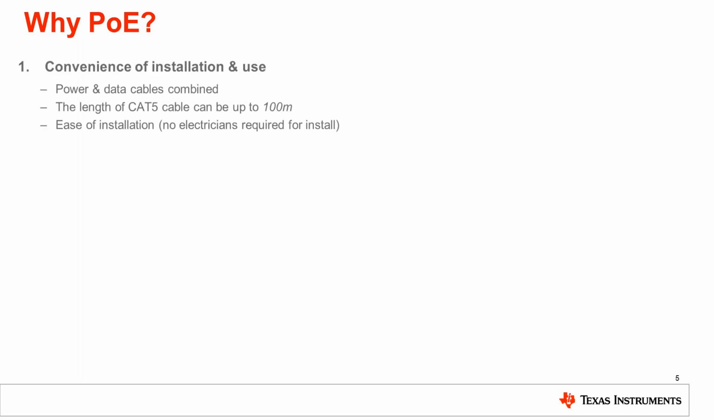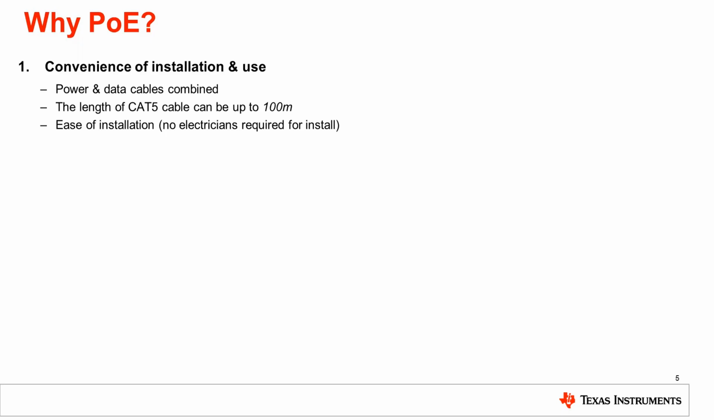So one question that I get often is, why would I want to use PoE, and when does it make sense to really use PoE? One of the main reasons that I see folks use PoE is when they want to send power and data over the same cable up to 100 meters away from an AC mains outlet or a source, right? And this also comes into convenience of installation and use.